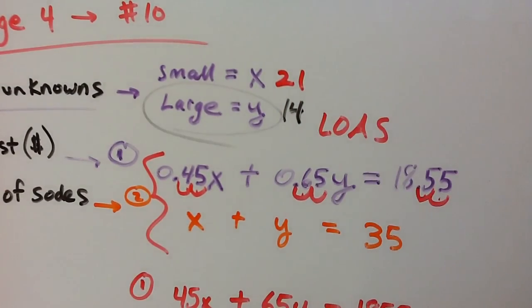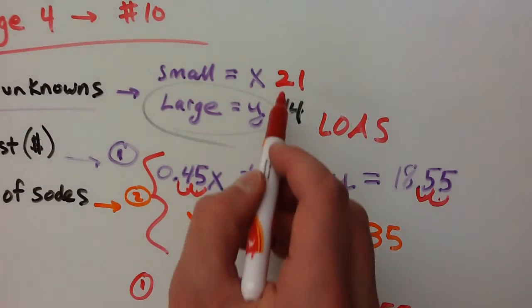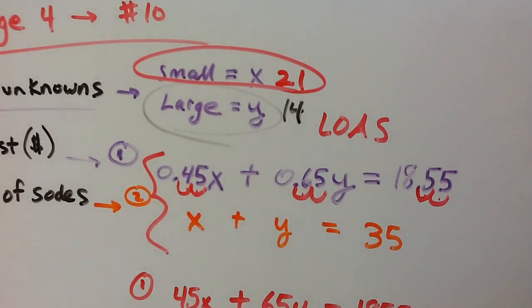So now we have solved the system. We've solved this problem, right? We can answer the question now. It says, how many of each size soda were sold? Well, there were 21 small sodas, and there were 14 large sodas.